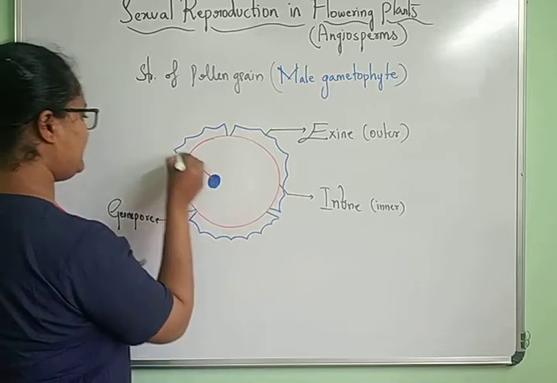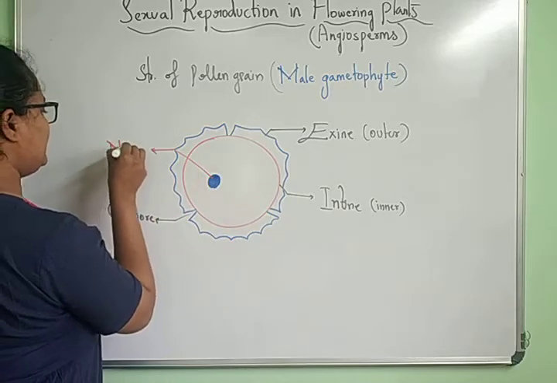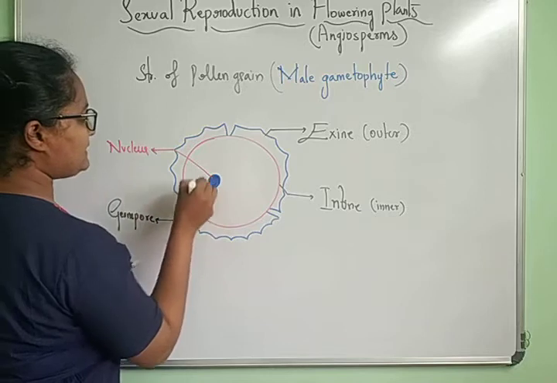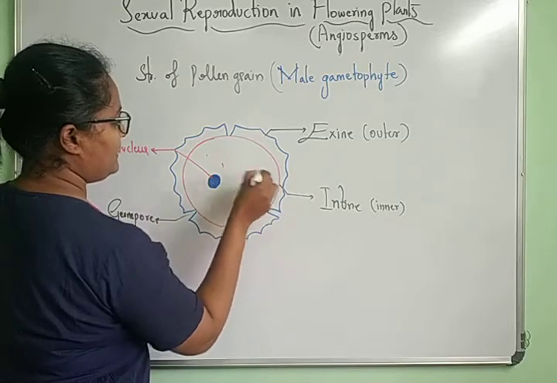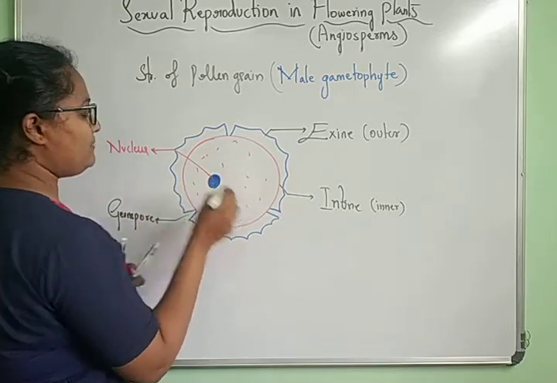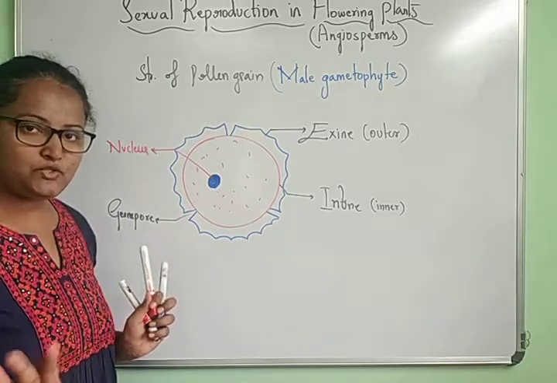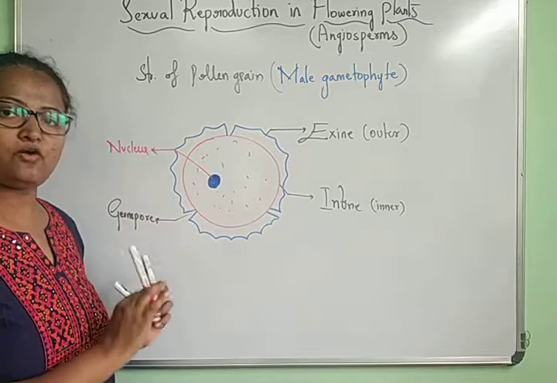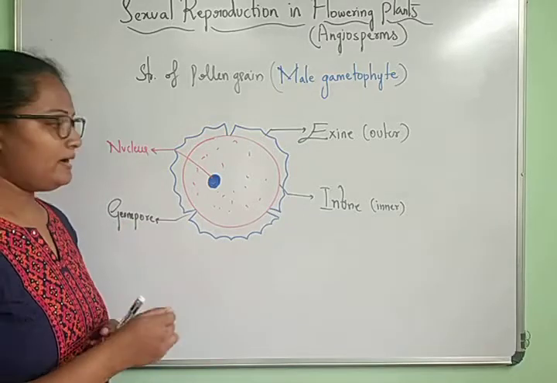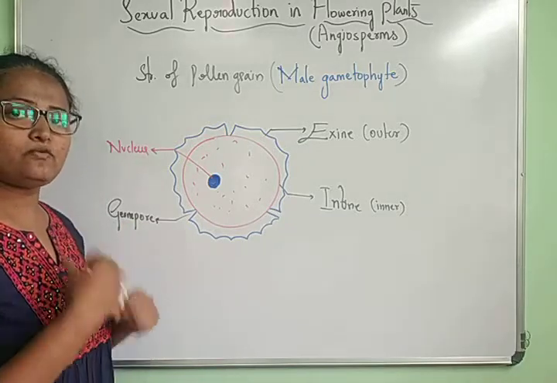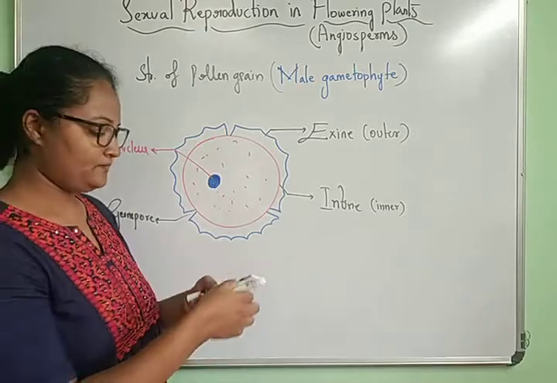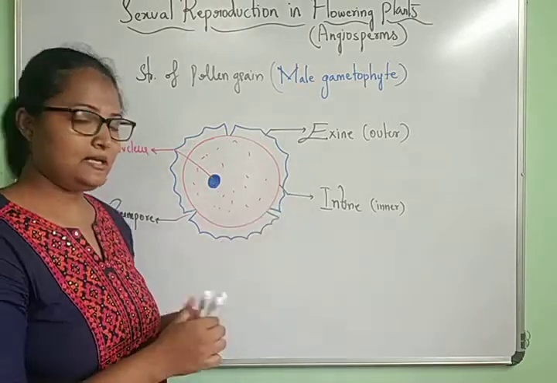The pollen grain contains a single nucleus, and this is the cytoplasm of the pollen grain, okay. So what pollen grain? It is not yet matured, only the simple structure of pollen grain. The early stage of pollen grain consists of what? Mainly two layers: outer exine, inner intine.